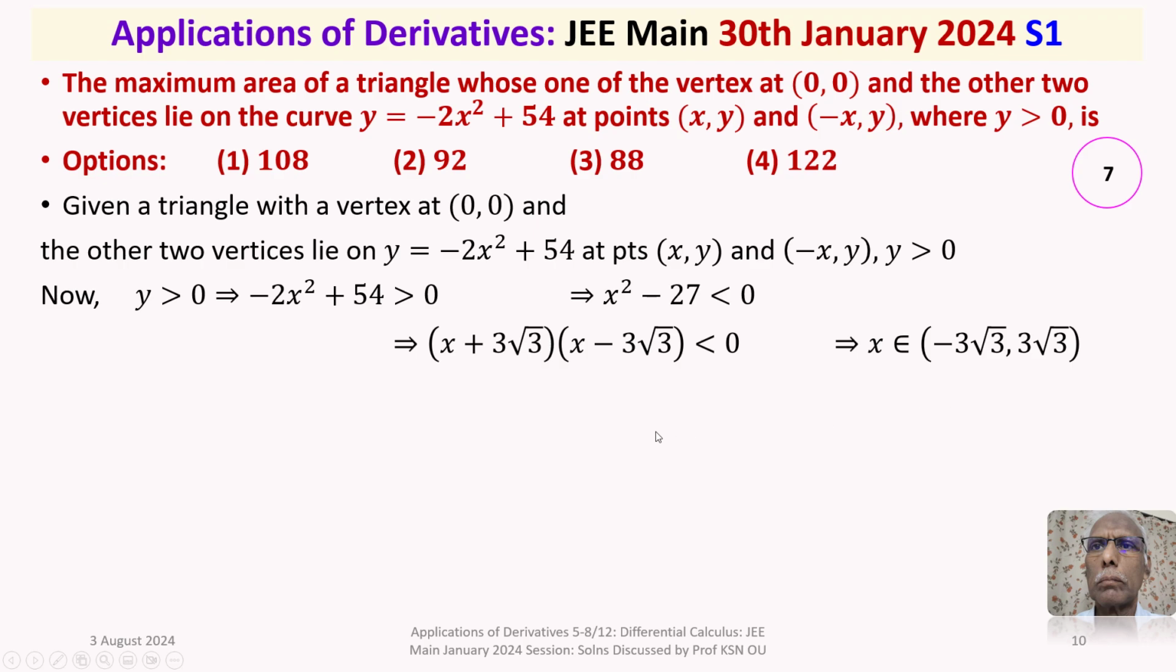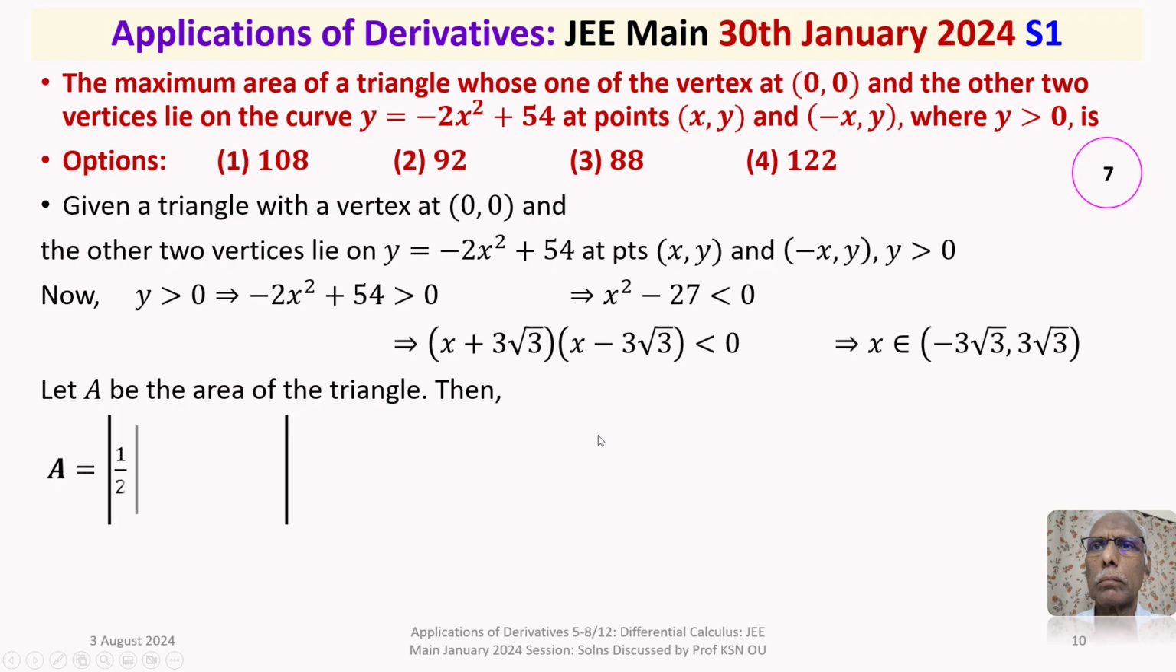Right. And what is our goal? Our goal is to find the maximum area of the triangle. Let A be the area of the triangle. Then A is given by, because we know the coordinates of the 3 vertices, one vertex is (0, 0), and (x, y) and (-x, y). And then we use the determinant formula.